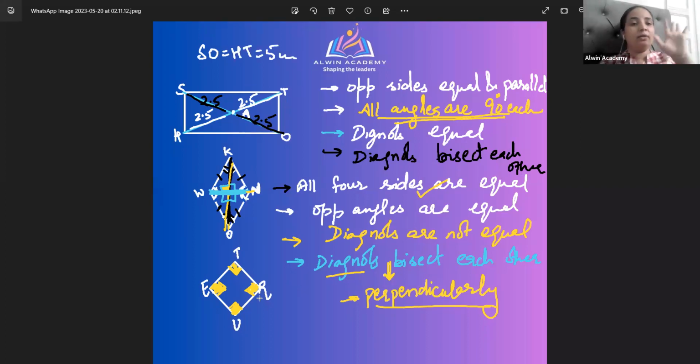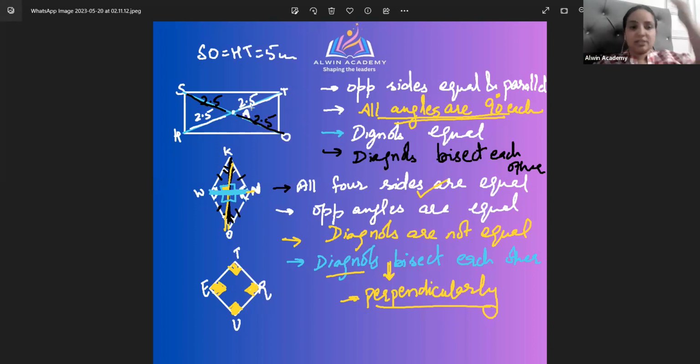Diagonals perpendicularly bisect each other also. Because it is similar to a rhombus, the diagonals bisecting each other are perpendicular as well. So I'll try to make it relatable for you.